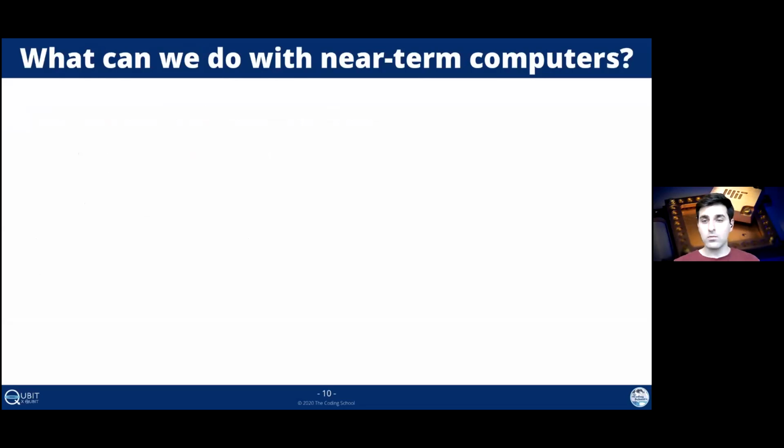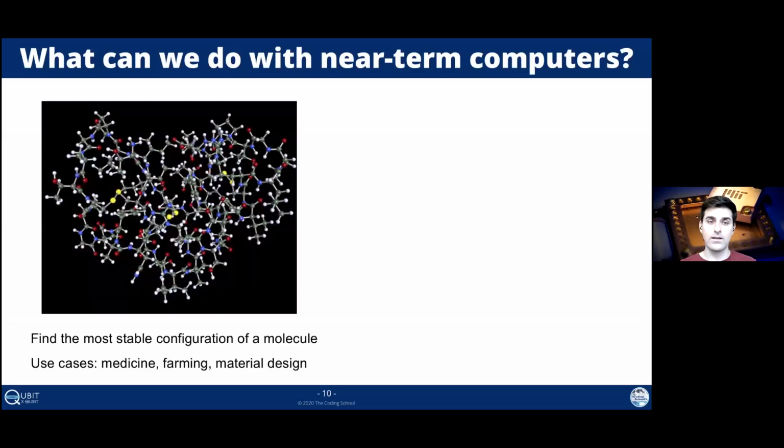So with that, the question comes up then, what can we do with near-term quantum computers? Or rather, what do we think we can do with near-term quantum computers? Because this is an active area of research that's ongoing right now. So we think that one of the first applications of near-term quantum computers is going to be quantum chemistry or simulating other quantum systems. So we can find the most stable configuration of a molecule.